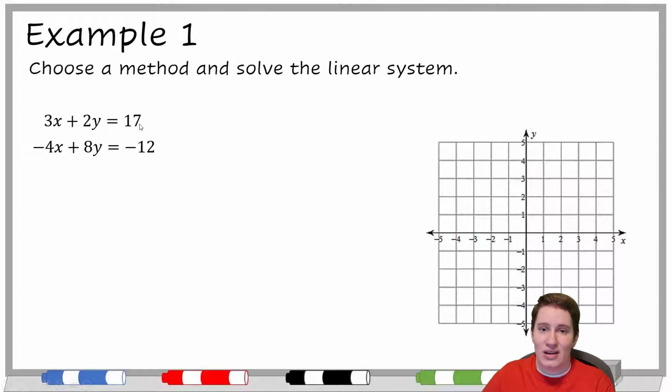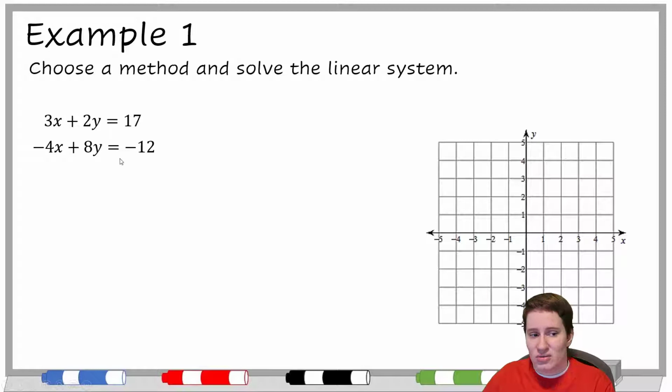So if I just think about that, 17 divided by 2 is not a whole number. That would be the y-intercept, and so that's not going to end up being a very nice y-intercept. Same with dividing the 8 over. Not going to work out super nicely. So I'd say a big no on graphing on this one.